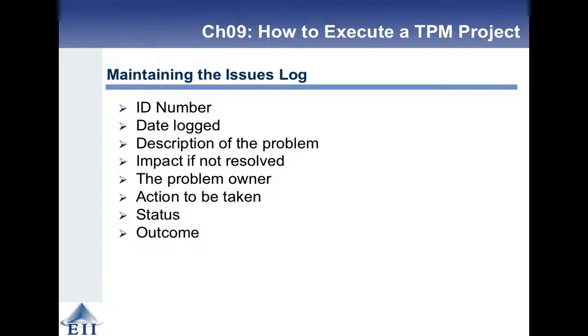If you've got a bug list or an issue list or whatever it is, it should have an ID, a date logged, a description, an impact on the project, somebody to own it to make sure it gets fixed, any actions to be taken, the current status, and once it's done, what the outcome is.